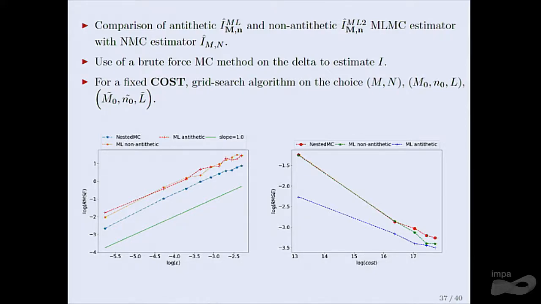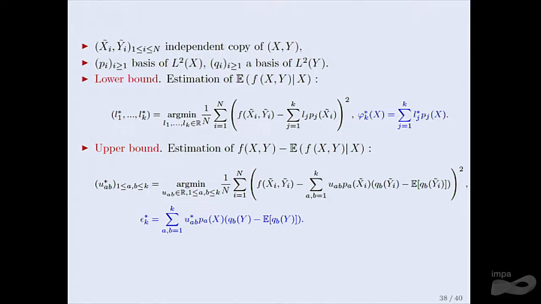If you look at these graphs, for fixed costs you get the RMSE here. It's a log-log plot, and you see that the multi-level Monte Carlo antithetic is the one that has the lowest RMSE. After this comes the multi-level standard, and then the nested Monte Carlo. That was just a graph to show that we still have the first order for the RMSE in terms of epsilon.